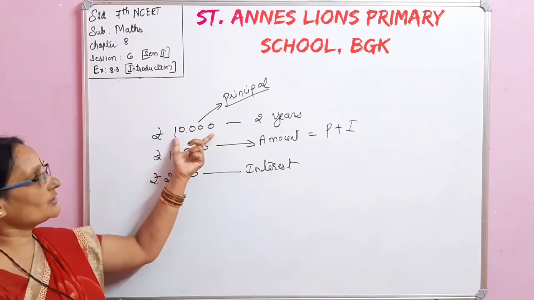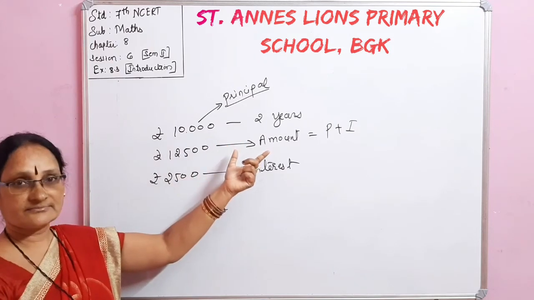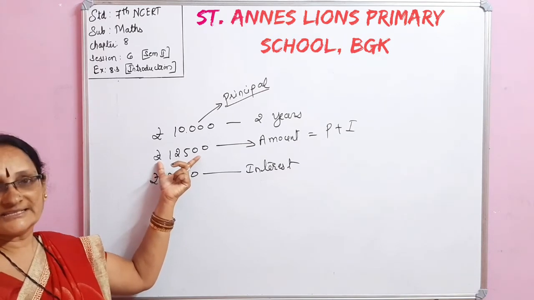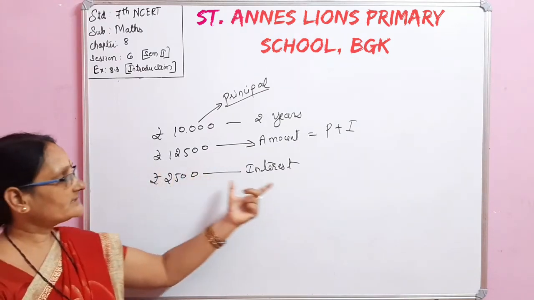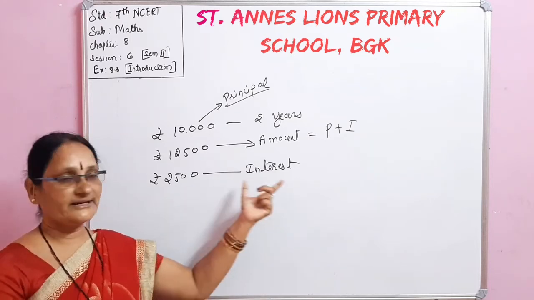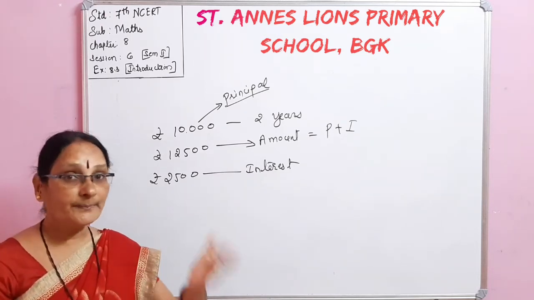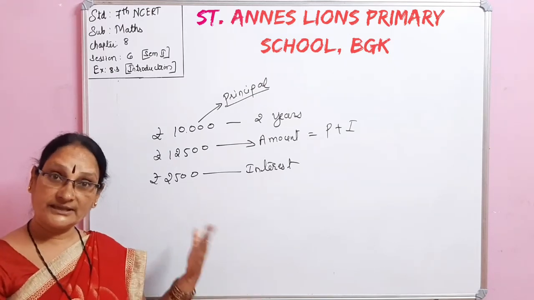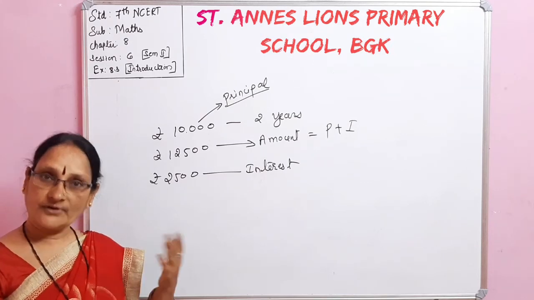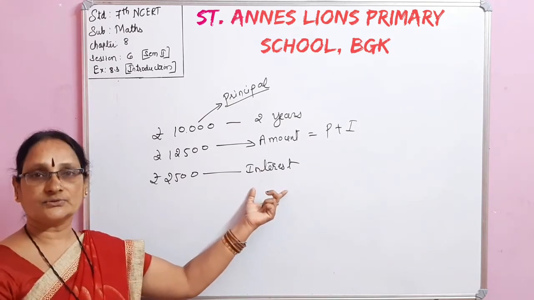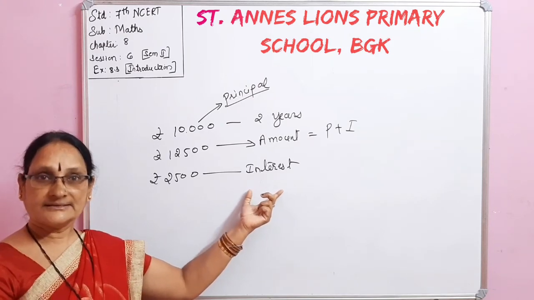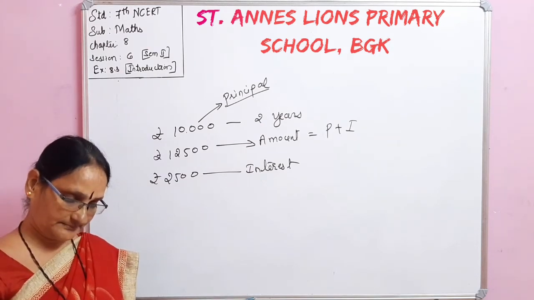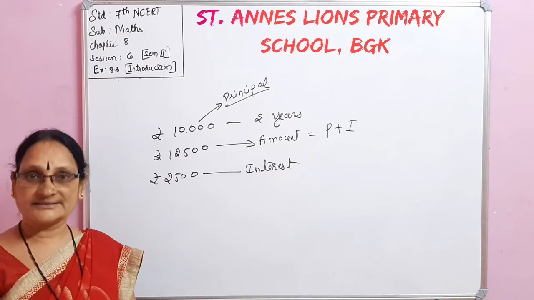If I am taking a 10,000 loan, after 2 years I have to repay 12,500. This is the amount I have to repay. The extra amount, 2,500, is the interest I have to repay to the bank, because we are taking a loan. They are giving their money to us. So for that we have to pay interest to the finance company or the banks. This is how percentage is used in commercial maths.